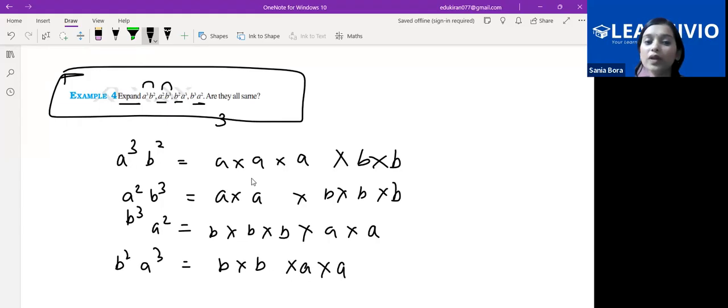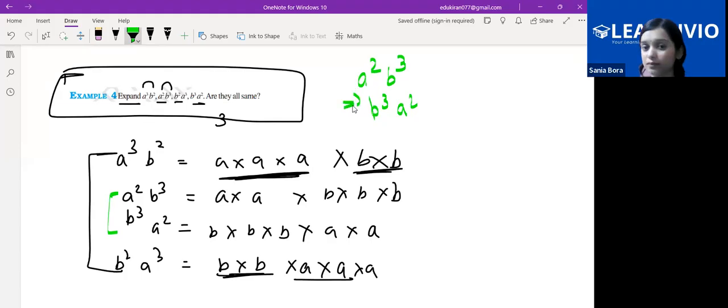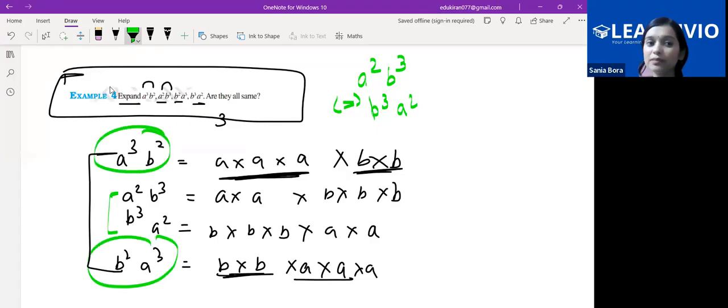Yes. Now over here you can see 3A. Yes. Okay, it's A3. So A multiplied. And 2B. Here also 2B and 3B. So these two are same. Yes. And these two are same. Clear? Got it? So even if you write A2, B3 or you write B3, A2, it's the same thing. Got it? So A3, B2 and B2, A3, they are the same thing.